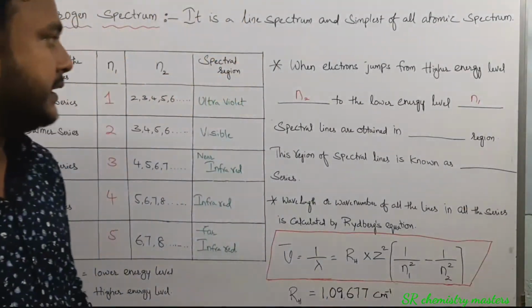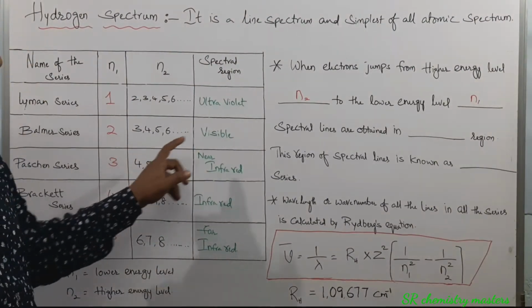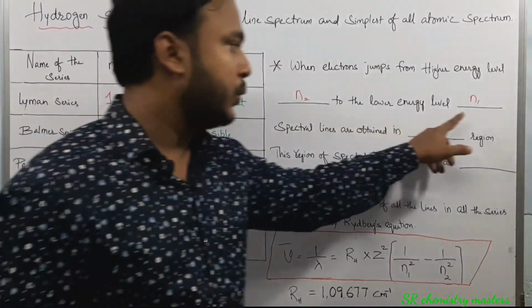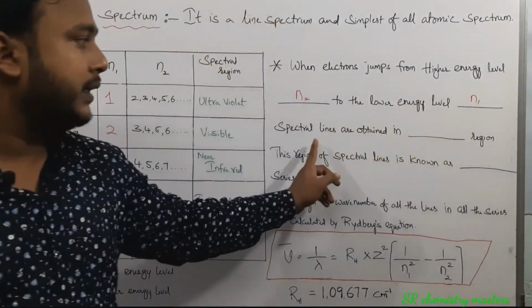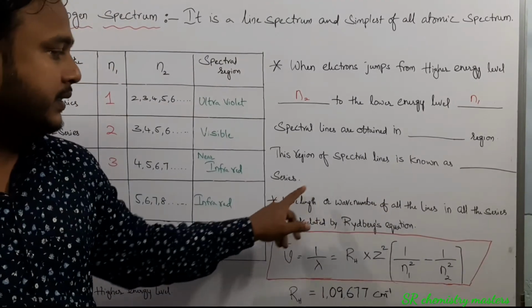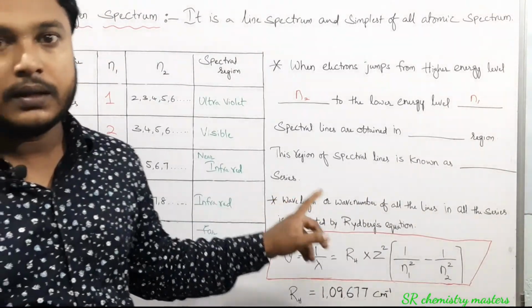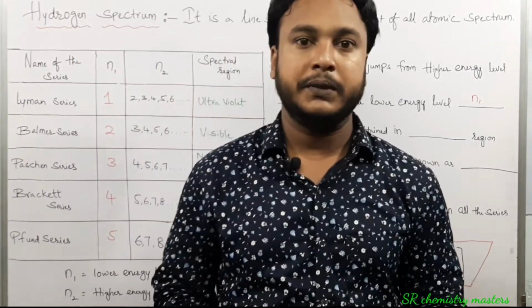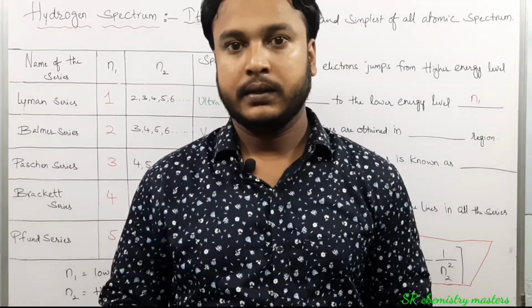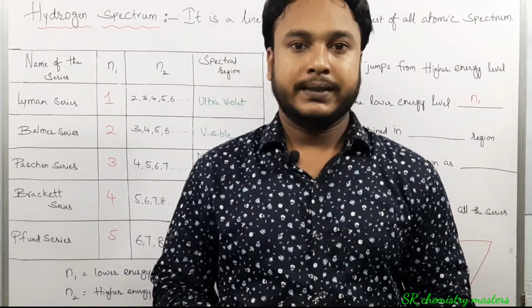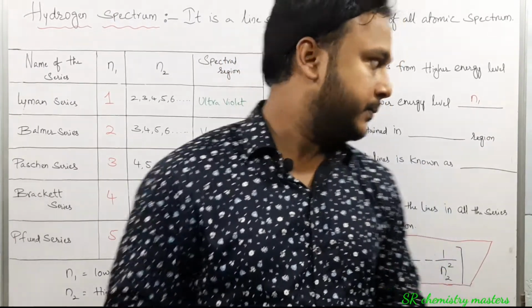Similarly, for the Balmer series, N2 is 3, 4, 5, 6, 7 and so on. N1 is 2, and the spectral lines are obtained in the visible region. This region of spectral lines is considered as the Balmer series. Remember, the Balmer series is the only series of radiations which can be visualized by the naked eye. Because it was discovered by Balmer, it is named the Balmer series.